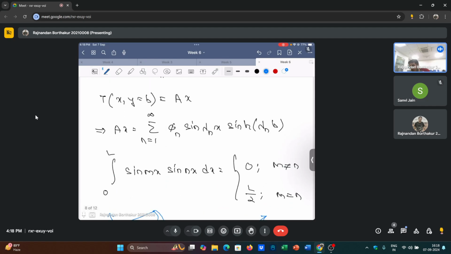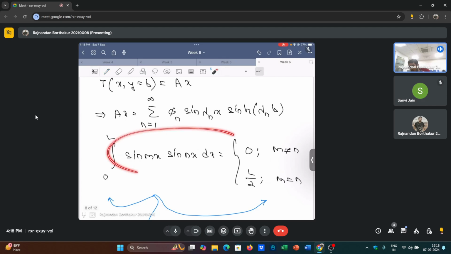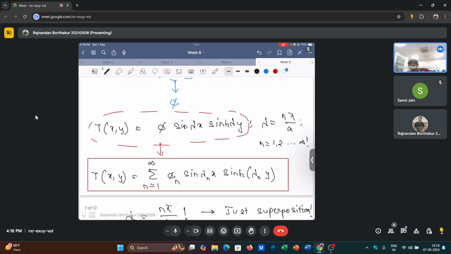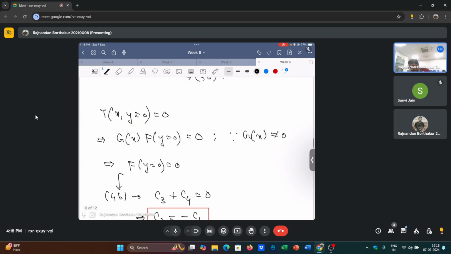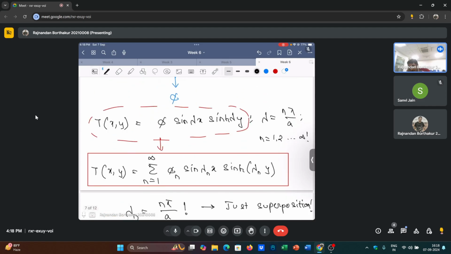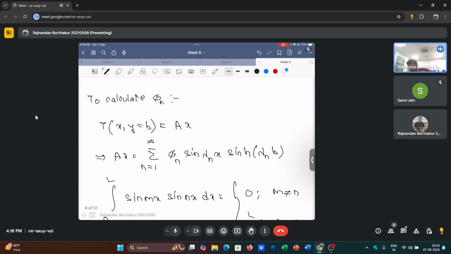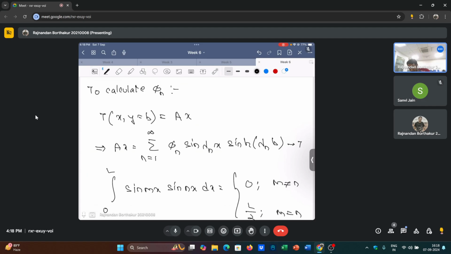Now we will use this orthogonality principle to evaluate this phi n. Let's name these equations, as there are a lot of equations now. So this is 5a. Maybe we'll name this as 6, and maybe we'll name this as 7.